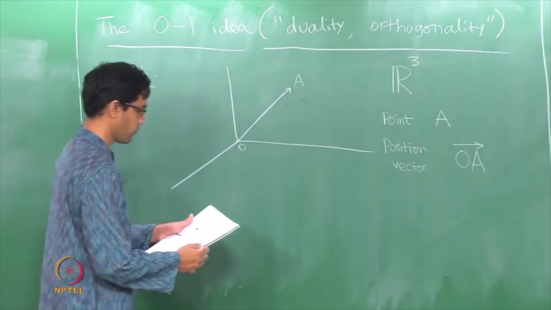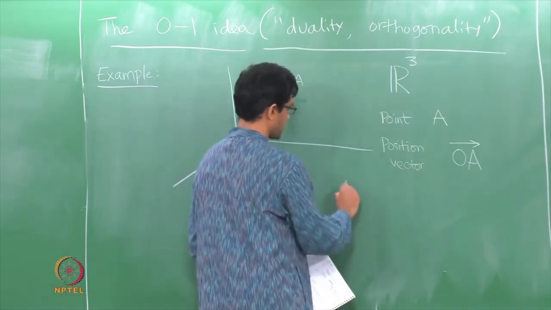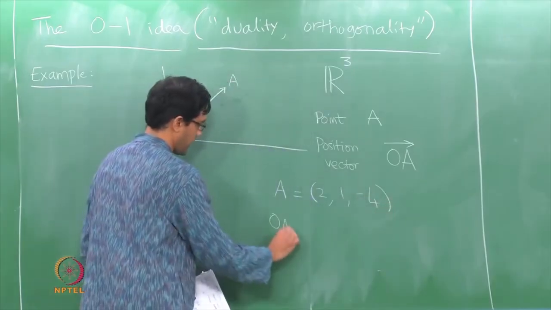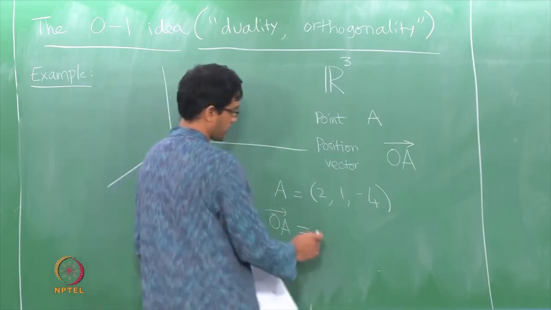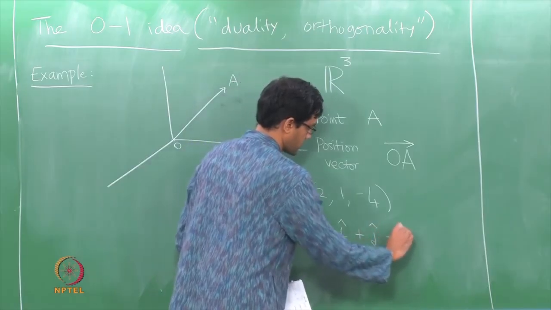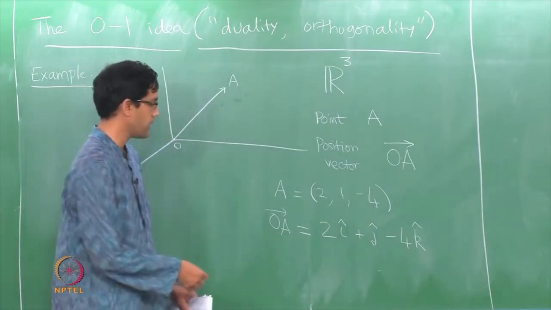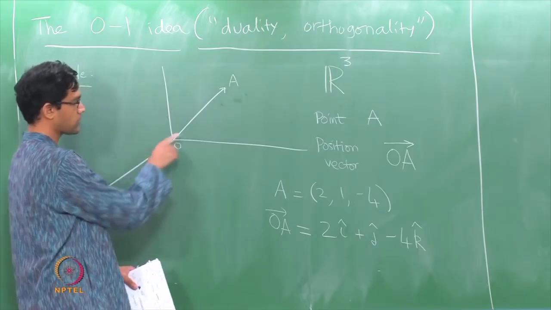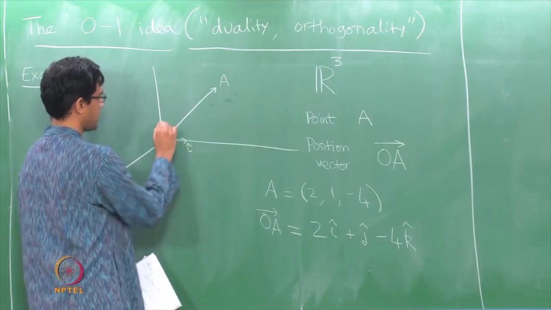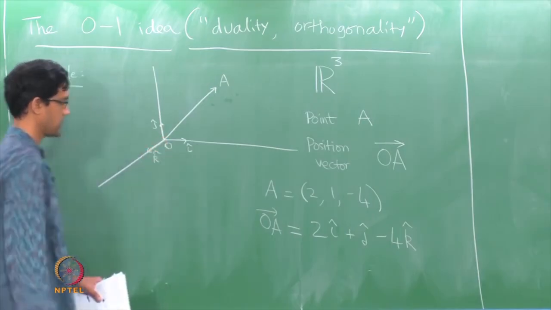Okay, so now here's what I want to do. Maybe we'll just give an example of this. If A is the point 2, 1, minus 4, then the position vector of A is usually written in vector notation as 2 i cap plus j cap minus 4 k cap. This is the conventional way of writing this, where I, j, and k just refer to the unit vectors along the x, y, and the z directions. So I is along the x, j is the unit vector along the y, and k is the unit vector along the z direction.